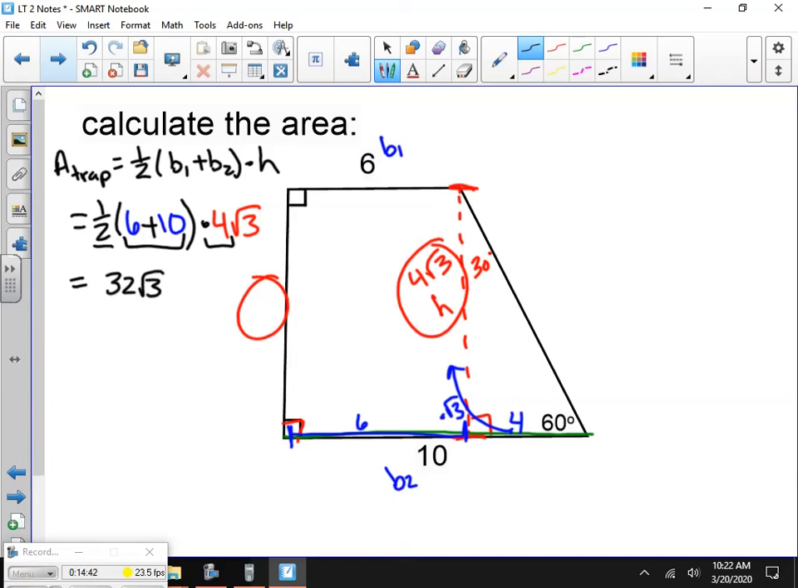All right, I'm going to go to the next problem. Make sure you copy the diagram down and pause the video and try it on your own. So go ahead and pause the video. All right, now that you've tried it on your own, we're going to do it together.